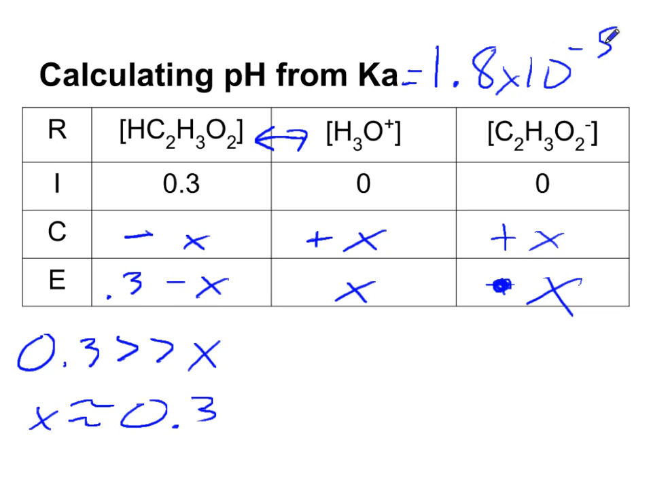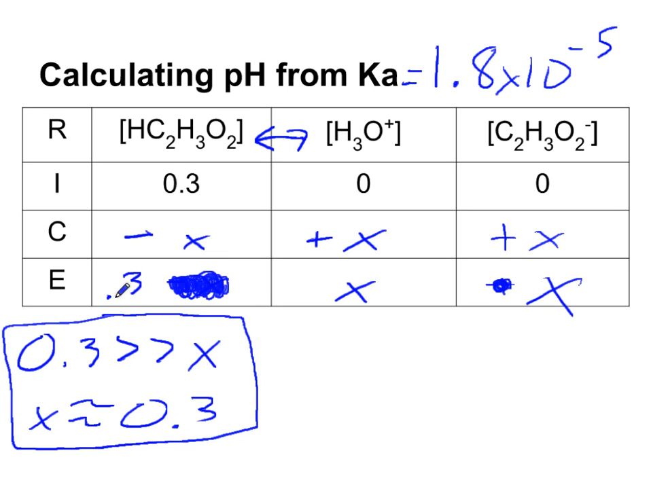But since Ka is so small, that means x is going to be so small that it's not really going to affect the equilibrium concentration of the acetic acid. So we can take this minus x out of there and just leave it at 0.3. Now, whenever you use the weak acid assumption, you have to write this down to show the AP grader that you're using the weak acid assumption. If you just arbitrarily take out minus x, it might take points off of you.